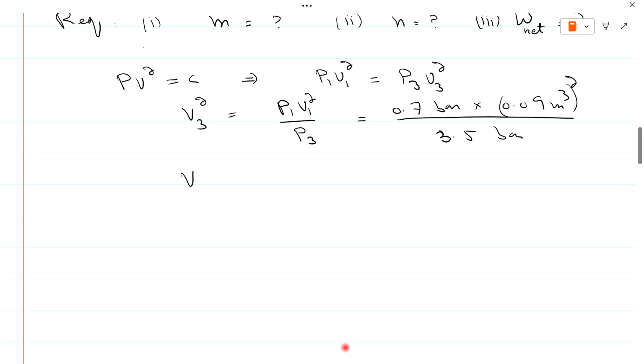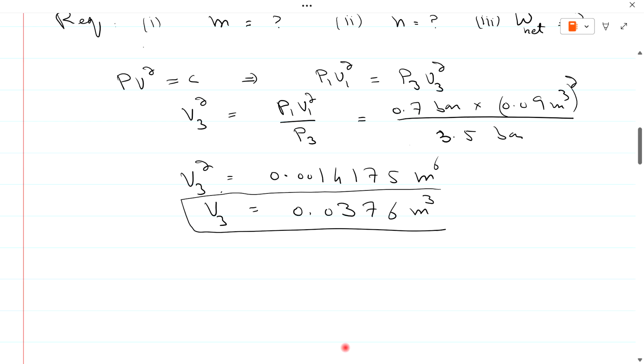If we simplify this, V3^2 will be equal to 0.0014175 meter to the power 6. This is V3 squared, so take the square root on both sides. So V3 will be equal to 0.0376 meter cube total volume. Now we can draw the PV diagram.